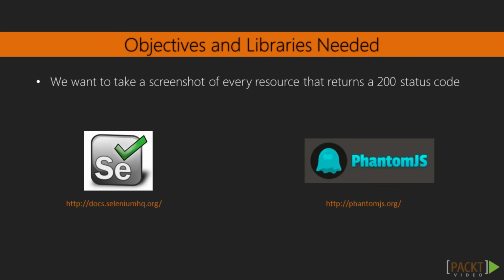What do we want to achieve in this video? Basically, we want to take a screenshot of every resource that returns a 200 code. This will help us to speed up the analysis of our big apps, or when testing multiple apps in a short period of time.